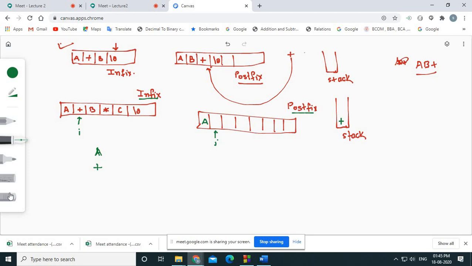Now this time what happened? I will be incremented by 1, but J do not. Right? So my I will come here, but J will remain here, right? We are not putting that plus operator into the postfix, so J will remain here on the first position. This is the 0th position, right?